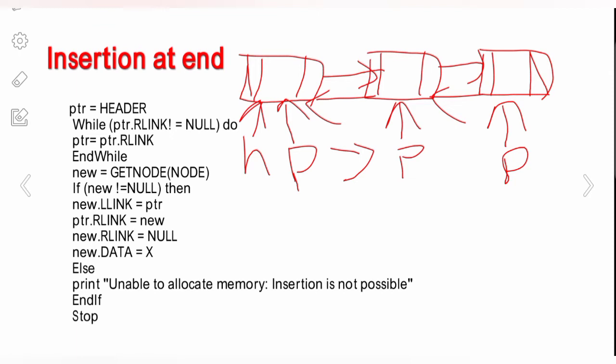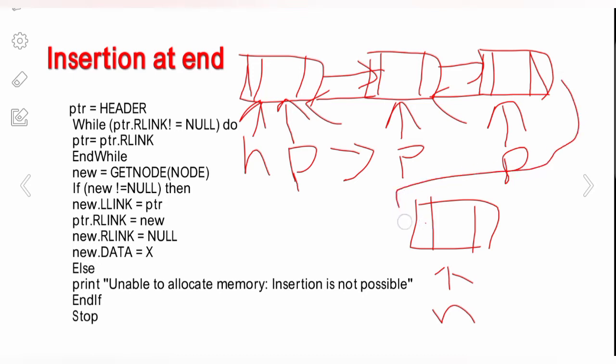So it will come out of the while loop, and now we are going to create a new node here to insert at the ending of the linked list. Then new dot left link equals to pointer. So this is a new node, right? So new dot left link, the left side part, is equal to pointer. That is, this pointer we are going to point here.